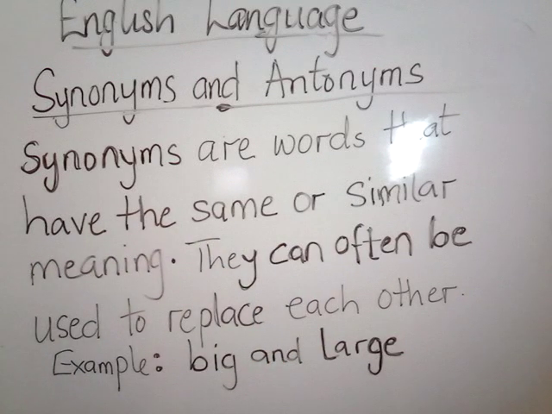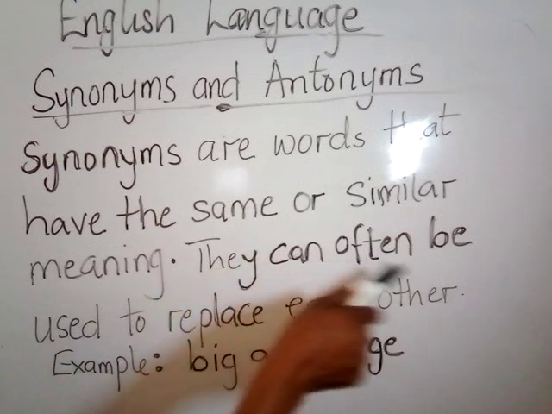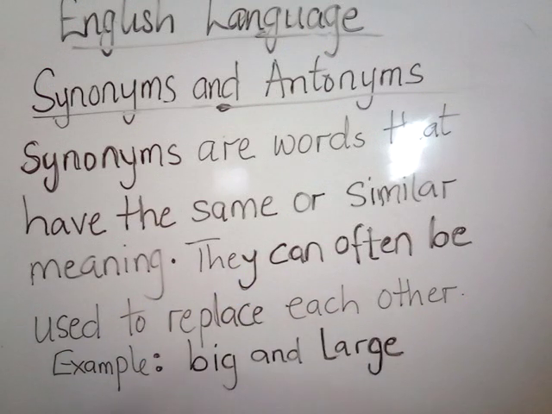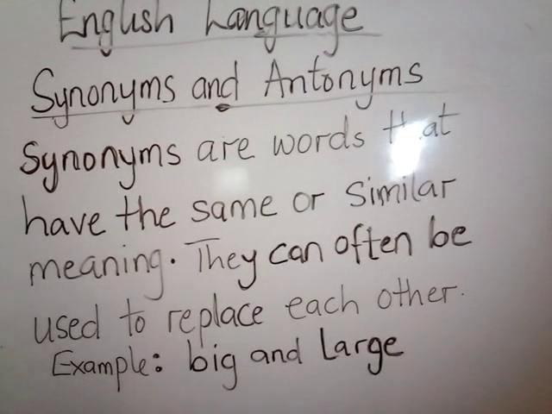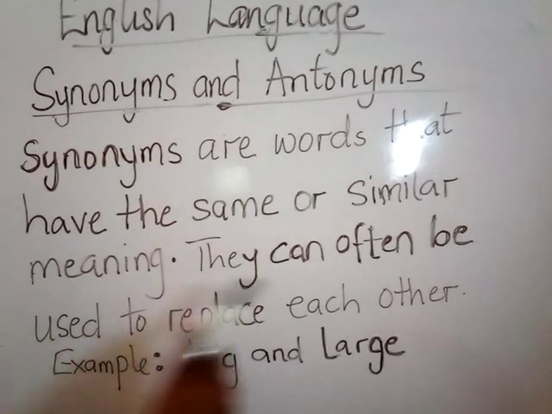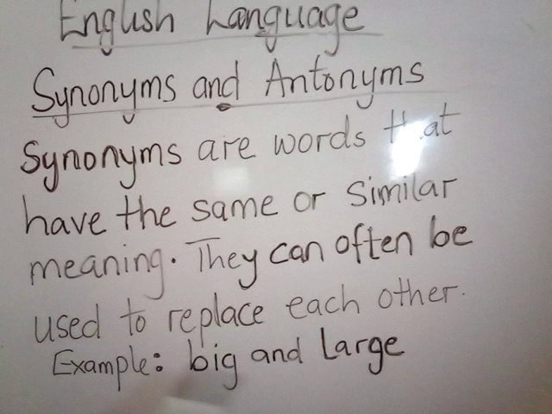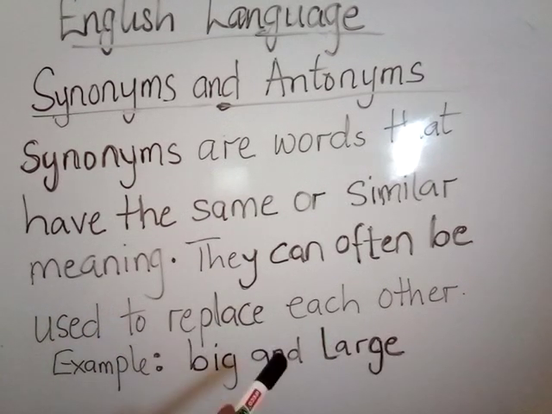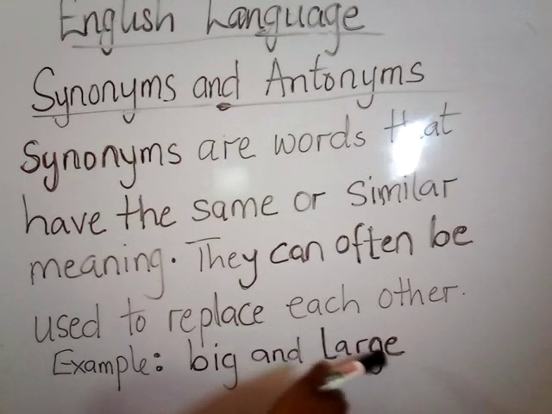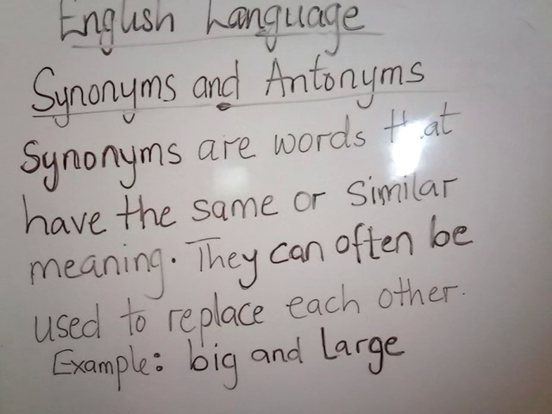The meanings are close, very close. And they can often be used to replace each other. I use often here because it's not every time that you can replace one word with a synonym. But most times you can replace them. Okay, so an example here is big and large. When something is big, it also means that thing is large.